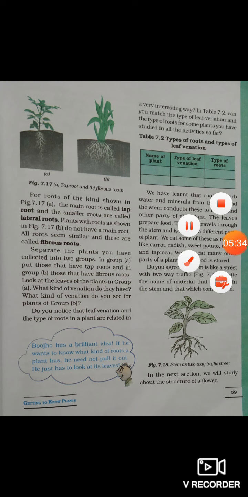Students, now look at this page. Now study about roots. Okay. So the roots help in holding the plant firmly in the soil. Roots absorb water and minerals from the soil, and the stem transports these to other parts of the plant. We already know this, right? That the roots absorb water and minerals from the soil and they hold the plant firmly in the soil.